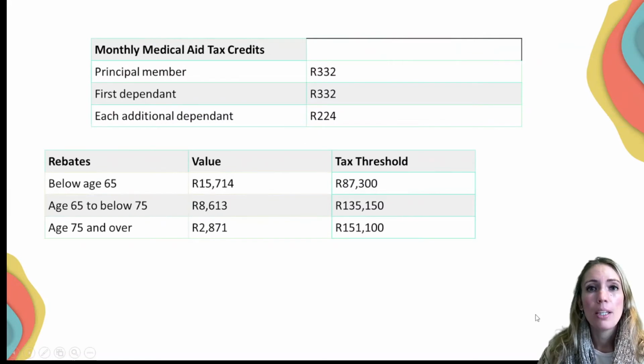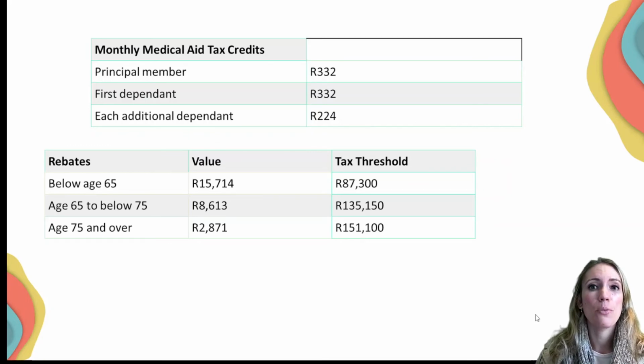Okay. There is some relief for taxpayers. If you contribute towards a medical aid, you can claim a medical aid tax credit. If you're the principal member and you're the only one on the medical aid, you can claim 332 Rand per month. If you have dependents, your first dependent also gets 332 Rand per month, then any additional dependent gets 224 Rand. Then there is a rebate that everyone can claim.